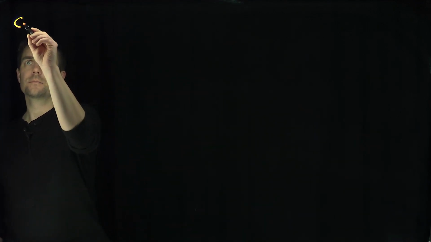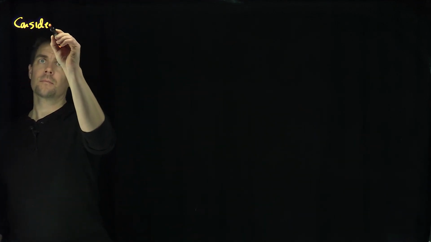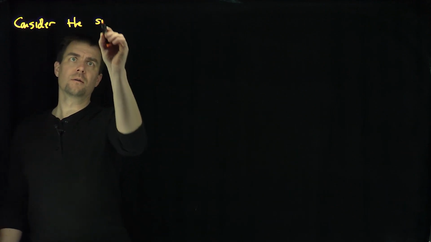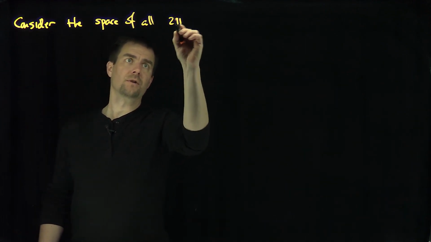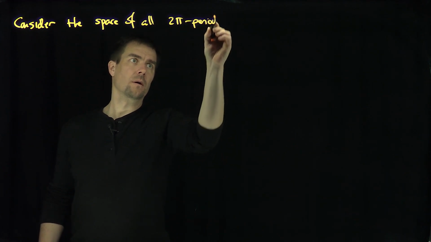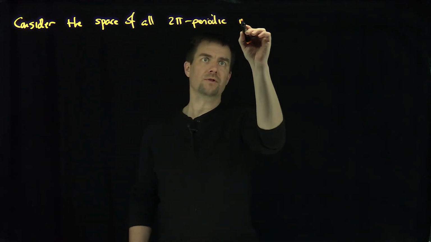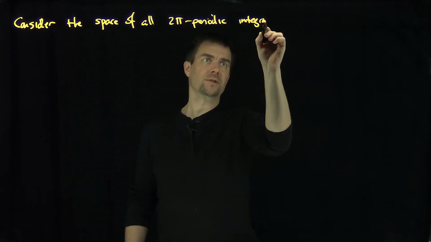Hello students, in this video we'll see that the partial sums of the Fourier series are the best approximation in the mean to a function relative to any other trigonometric polynomial of degree n. So let's consider the space of all 2 pi periodic functions. We can even just say integrable functions to make sure all my integrals make sense.